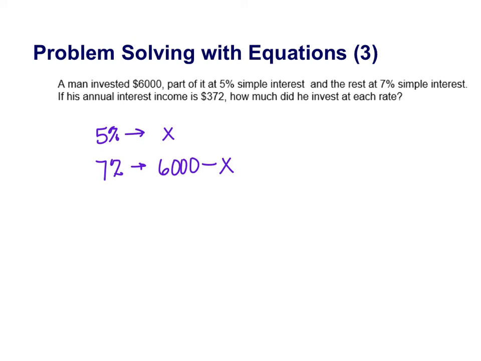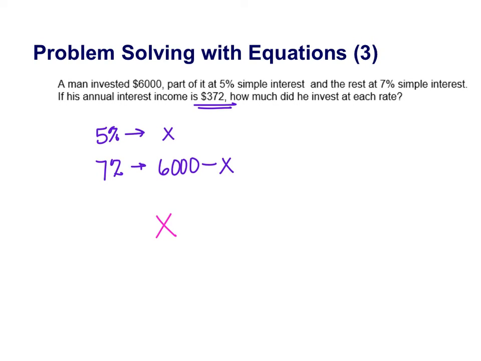Okay? So if his annual interest income is $372, that's our total amount, how much did he invest at each rate? So what he's doing is he's investing the 5% plus the 7%, and that's going to total $372 in interest. So there's our X, the 5%.